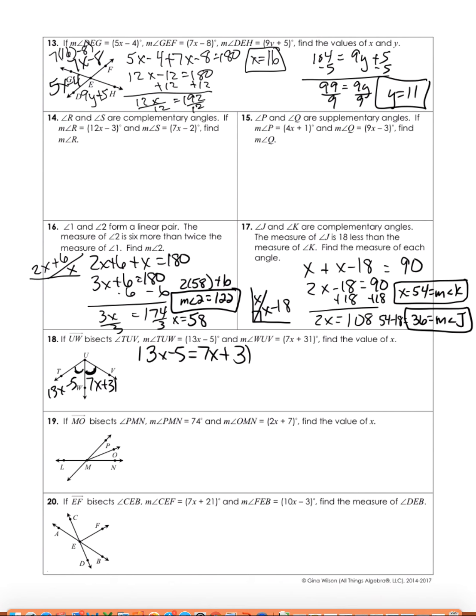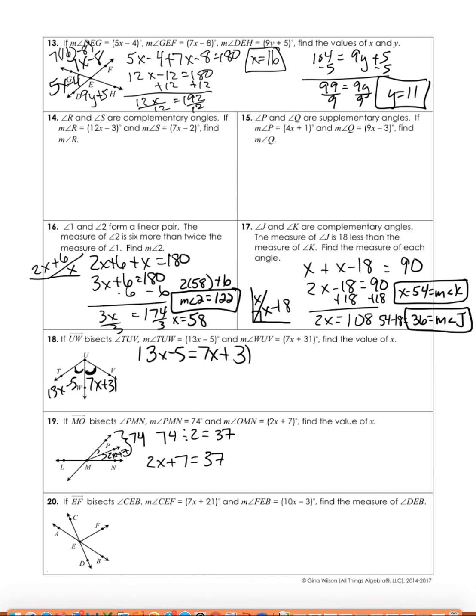Number 19. MO bisects PMN. That means these are equal. PMN is 74. And OMN is 2x plus 7. Okay, so I'm going to take that 74 and divide by 2 and get 37, because if the whole angle is 74 and this is half, then I can divide by 2. And I'm going to set the 2x plus 7 equal to 37. Go ahead and solve that right now. Raise your hand when you're done. I'll check it.